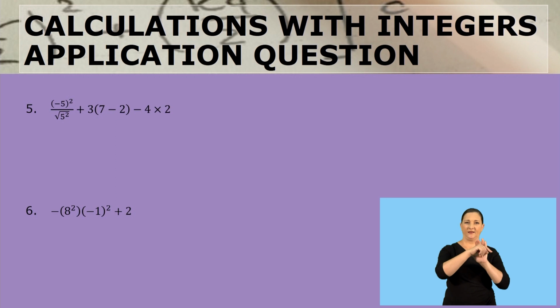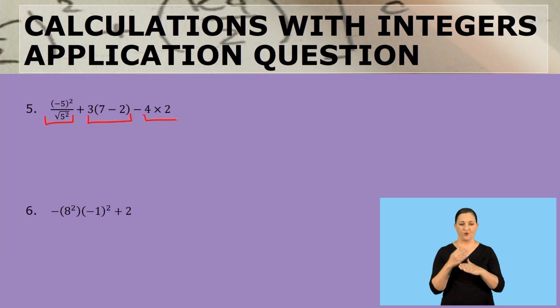I have there negative 5 in brackets squared. Remember, that shows that the whole negative 5 is being squared. We have that divided by the square root of 5 squared, plus 3 open bracket 7 minus 2 close bracket, minus 4 multiplied by 2. We learned different methods of how we can work this out. But what you need to remember here is to work on either sides of the addition or subtraction. So there we actually have 3 terms and 3 terms only. So we are going to work with them one at a time.